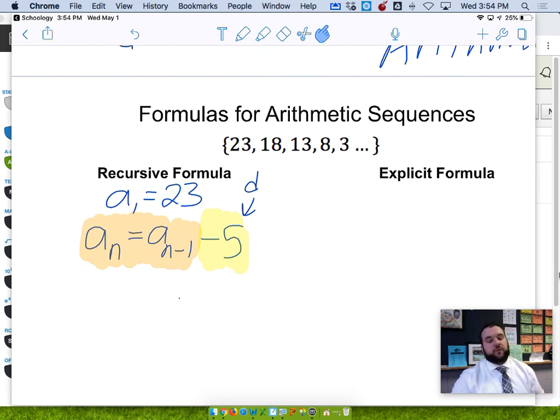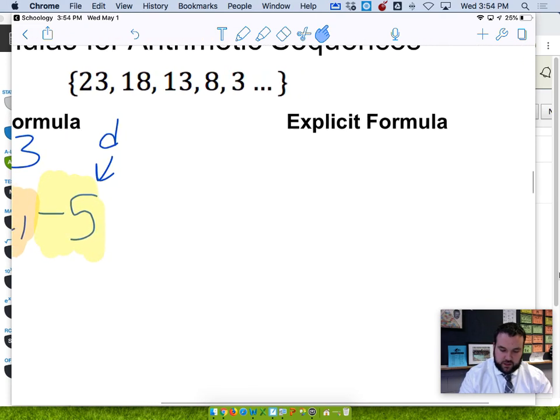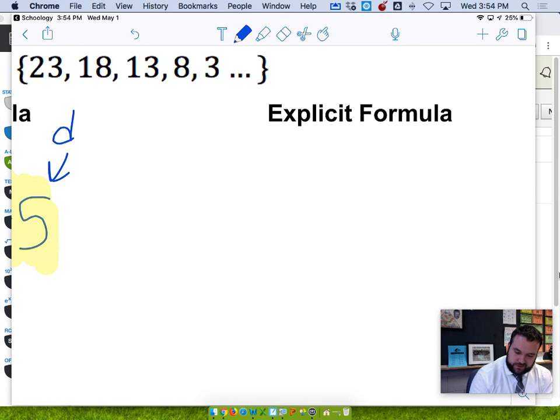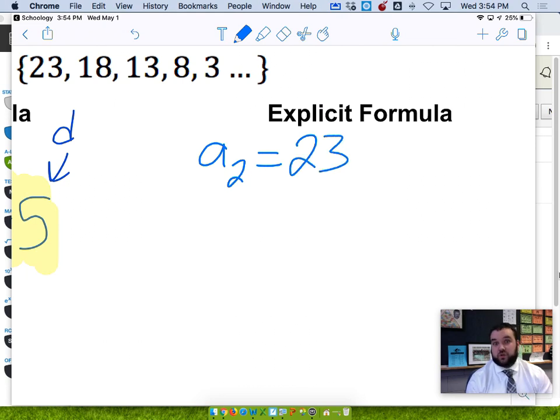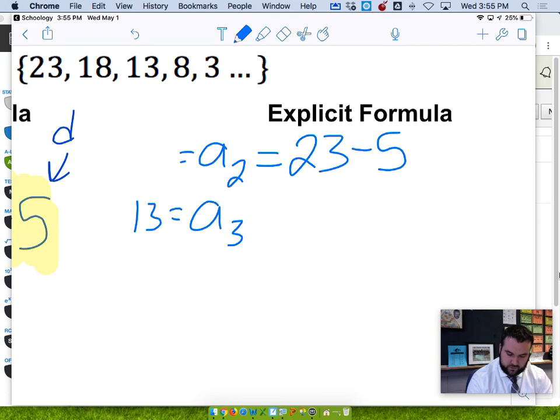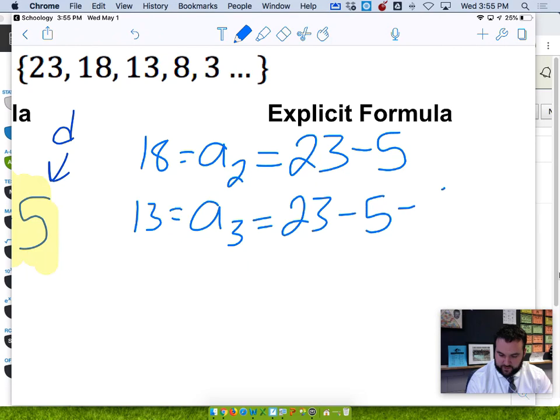Okay. And then the explicit formula we worked on in 9.1, we're going to treat this a little bit differently. And the explanation is going to take a little bit of time, but I think you'll understand why we write it the way we do. So if you think about the second term, which is 18, we got from 23, which is the first term, we subtracted 5. Then the third term is 13. The third term we got from 23, we subtracted 5, and then we subtracted 5 again.